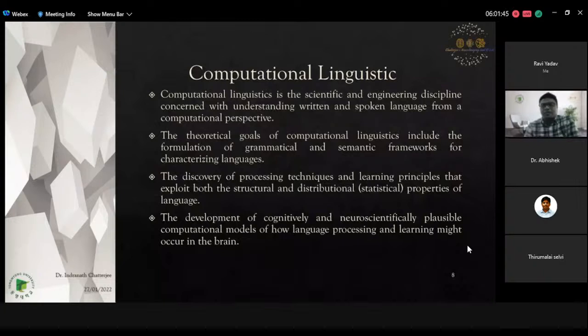The theoretical goals of computational linguistics include the formulation of grammatical and semantic frameworks and characterizing different languages. It also includes the development of cognitively available and neuroscientifically plausible computational models to understand the structure and evolution of language, and to understand the scheme of a language within a particular structure. Computational linguistics actually helps in that. With the help of computational linguistics and AI, we build a new kind of technology called natural language processing.